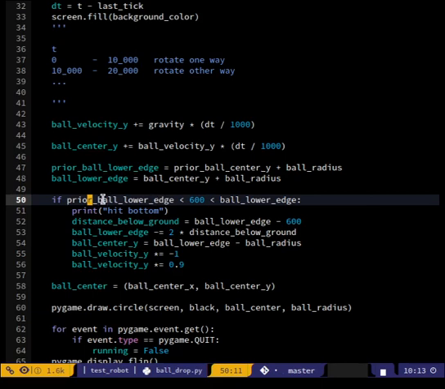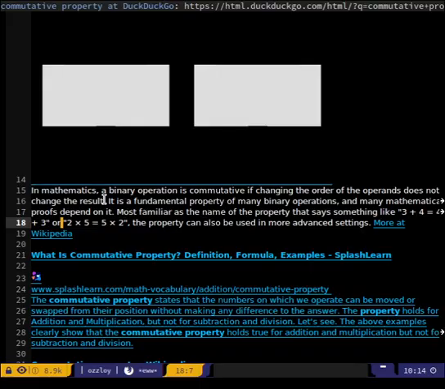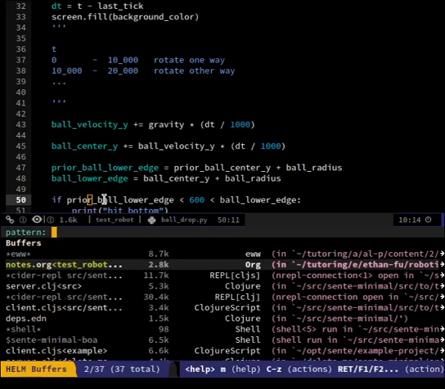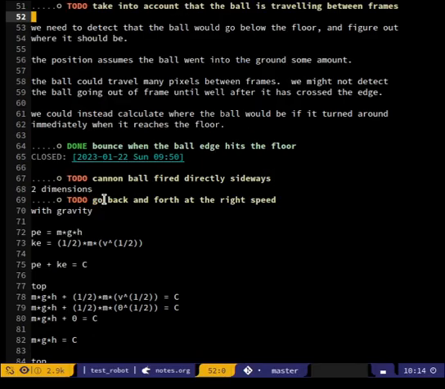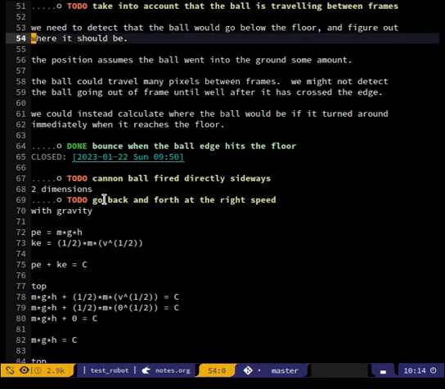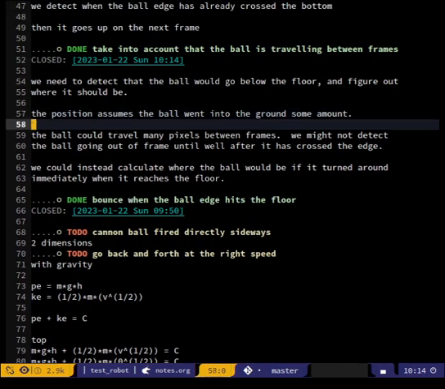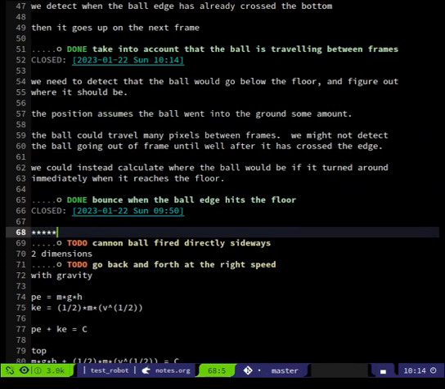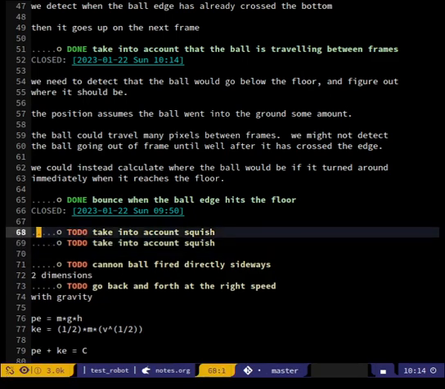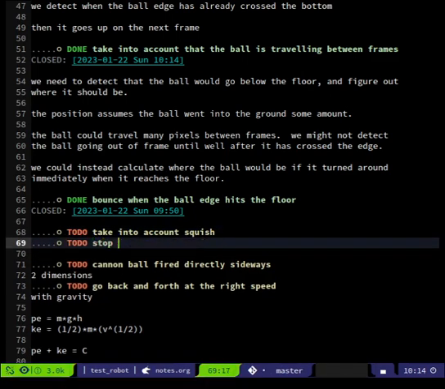Anyway, so we could work on squish. Let me go back to notes. That's another thing that we could work on. Okay, so we did that, and now we have to do: take into account squish, and also stop bouncing at some point.